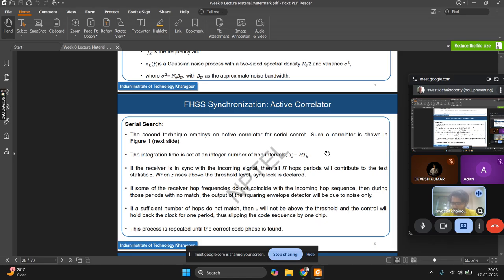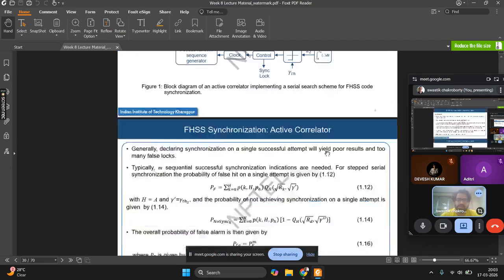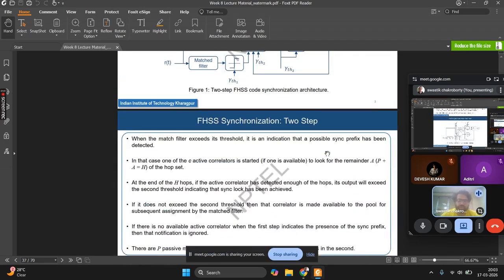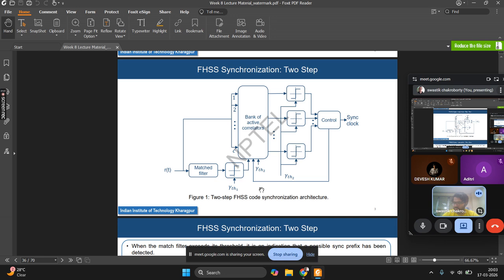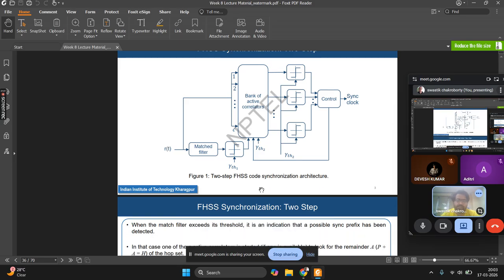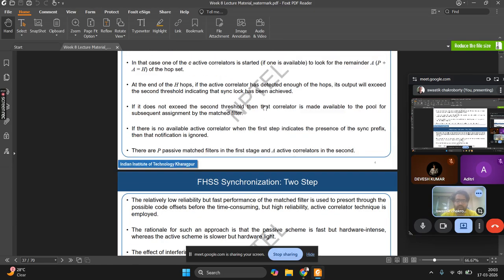Okay, so the two steps. First there is a matched filter. If this matched filter output crosses a particular threshold, only then is the second stage, which is the parallel synchronization detector that we have already done, activated.